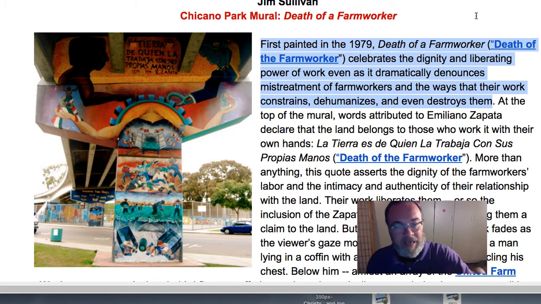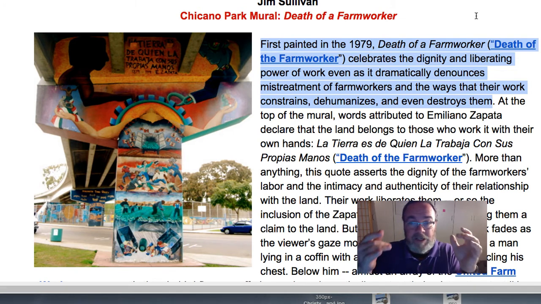Celebrates the dignity and liberating power of work, work as liberating, even as it dramatically denounces mistreatment of farm workers in the ways that their work is constrained, dehumanizing, even destroys them. So there it is. The tension is: work is liberating, work is constraining.